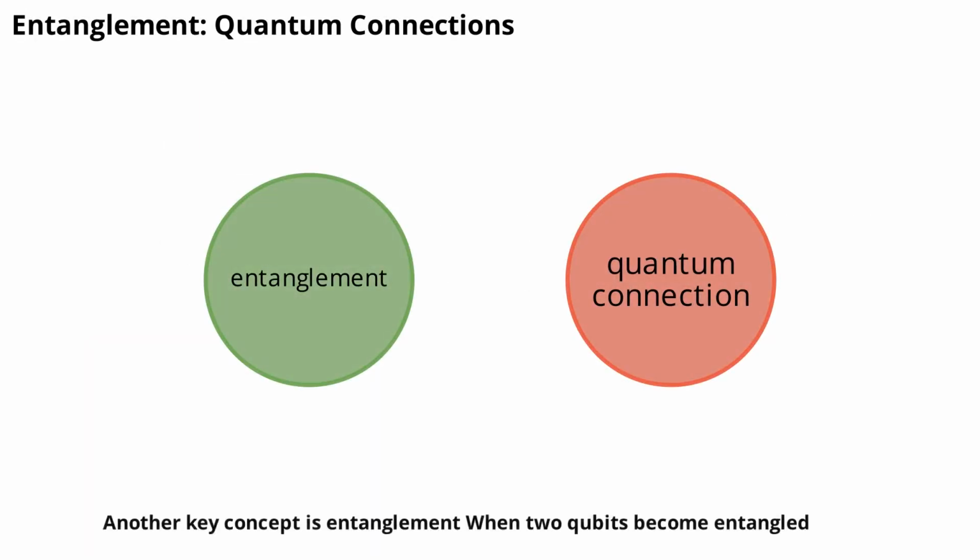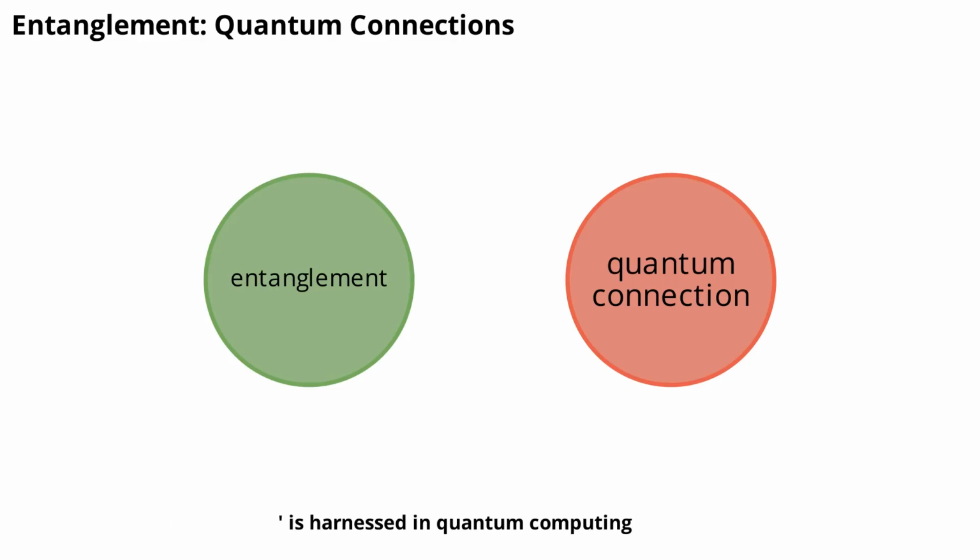Another key concept is entanglement. When two qubits become entangled, their states are linked no matter how far apart they are. Changing the state of one instantly affects the other. This phenomenon, which Einstein famously called spooky action at a distance, is harnessed in quantum computing to create powerful correlations between qubits, enabling complex computations that are impossible for classical computers.